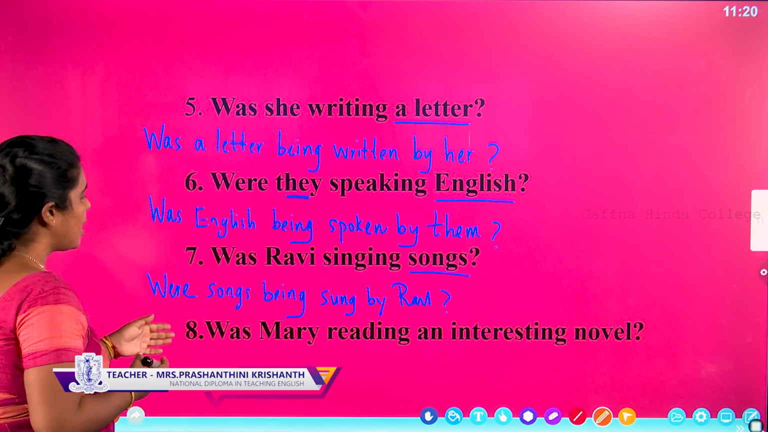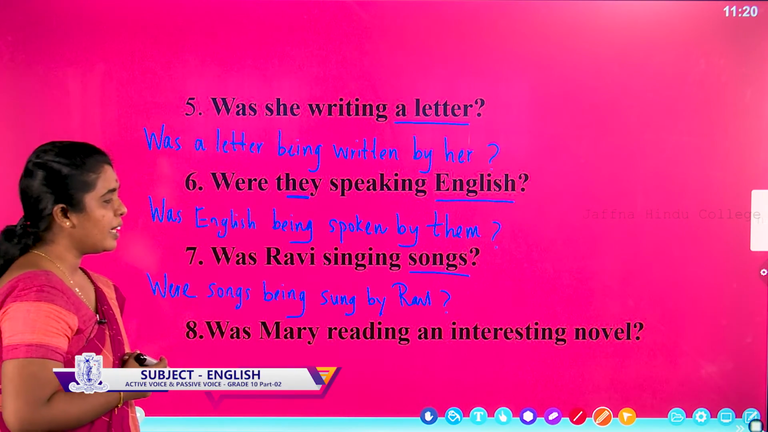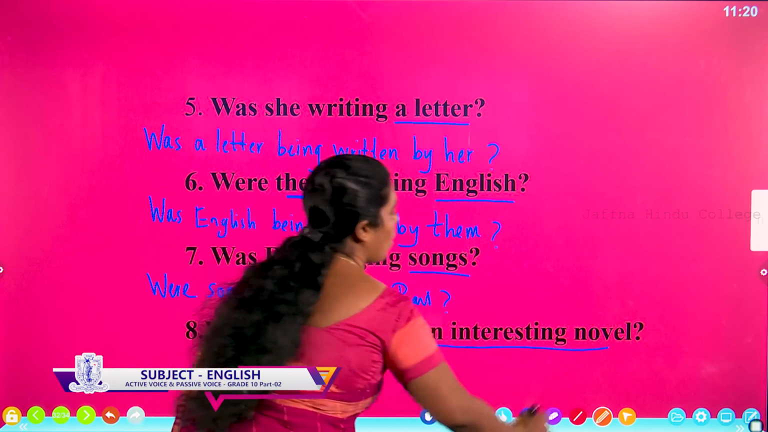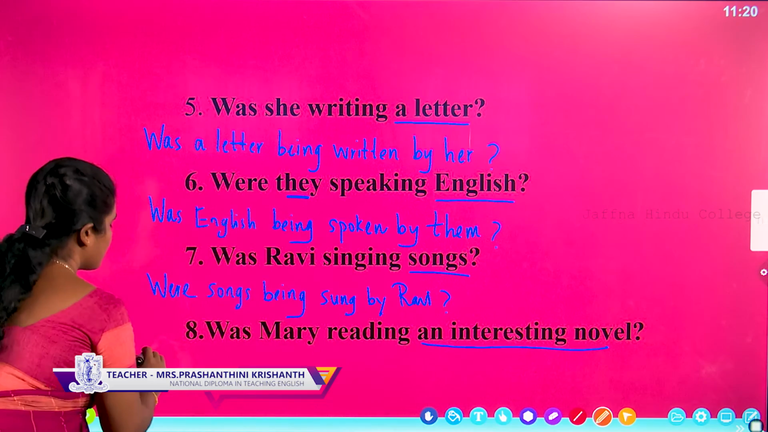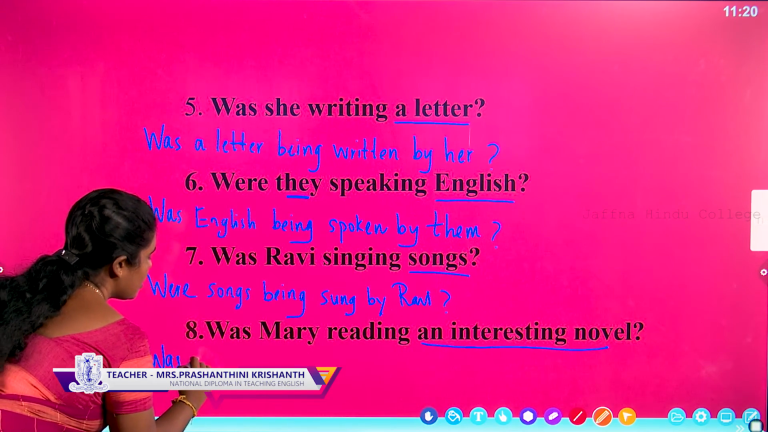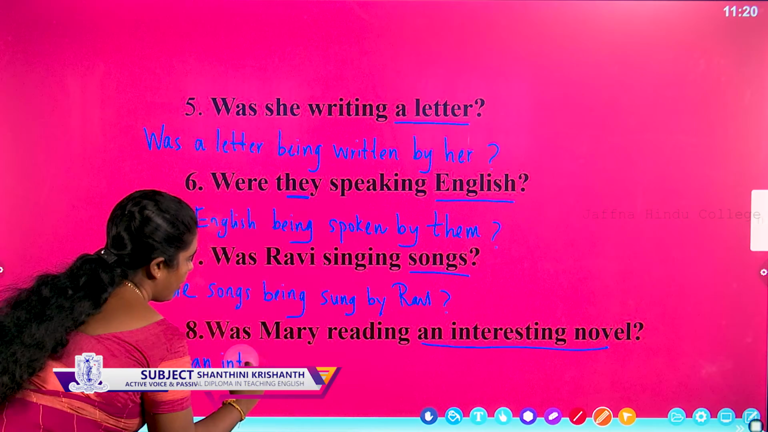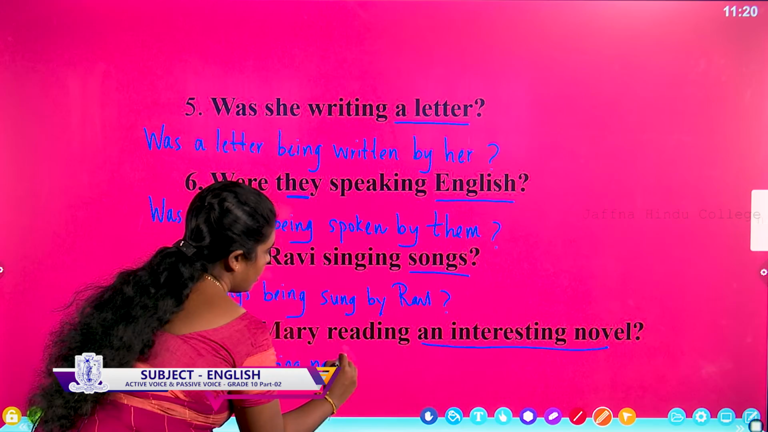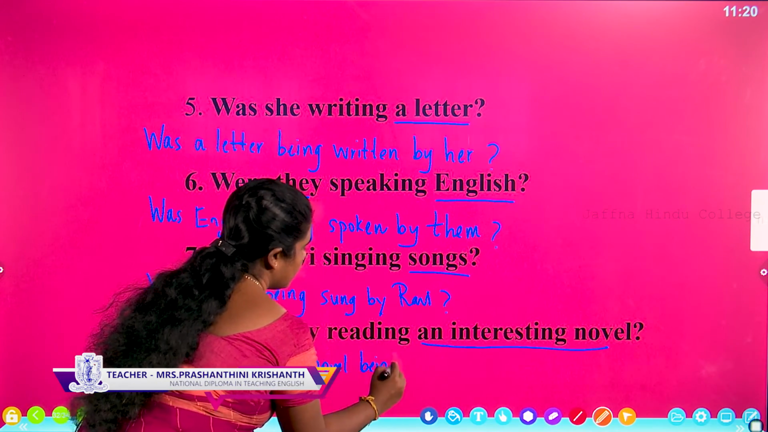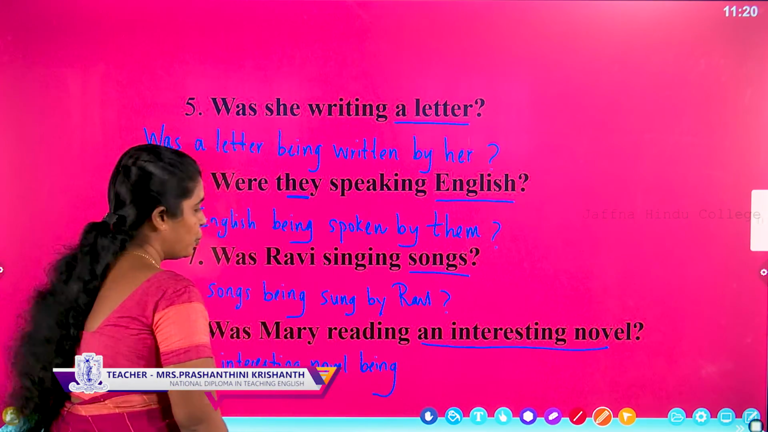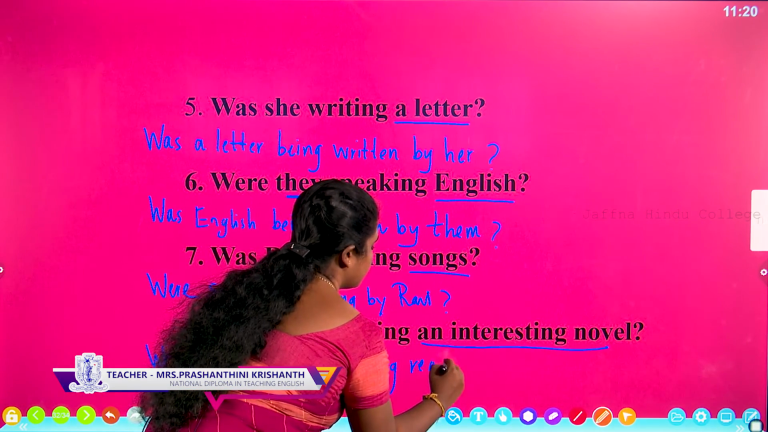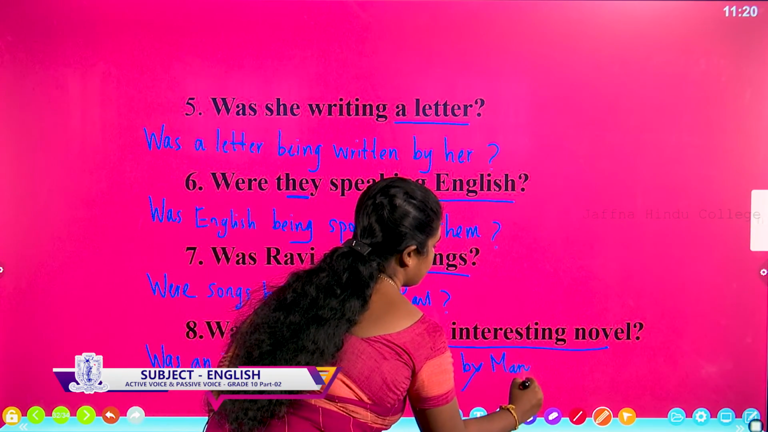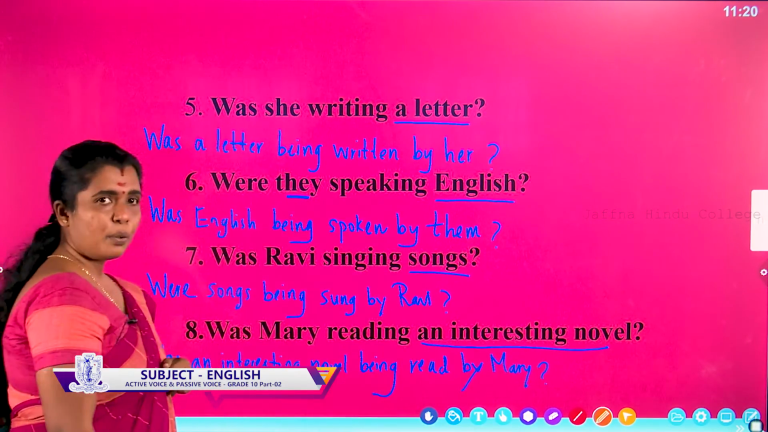Okay. Last question. Was Mary reading an interesting novel? Right. So, an interesting novel is the object of this sentence. So, singular form. Was an interesting novel being, past participle of the verb read, by Mary. Okay.